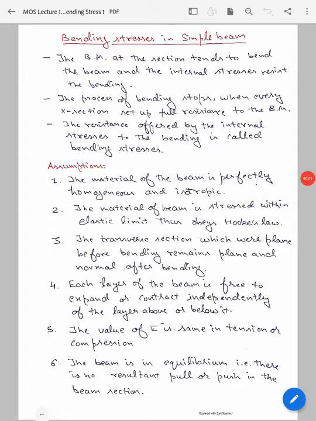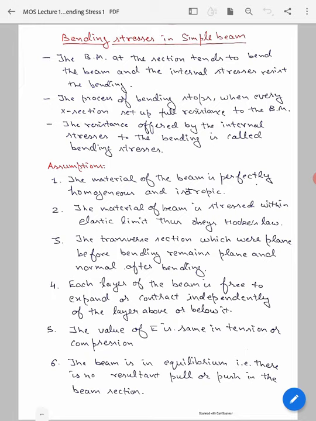Hello students, we will start a new chapter on the bending stresses in the simple beam. In the previous lectures we have already studied about the bending moment and shear force, how to obtain the values of bending moment and shear force at different positions along the length of the beam, and also to draw the bending moment and shear force diagram.